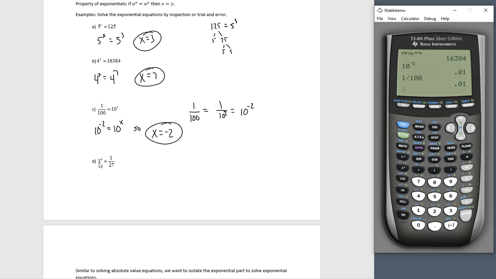3 to the a, that's already in a nice little base, 3 to some power. So let's look at this 1/27. 27 happens to be 3 to the 3rd power. So that's in our denominator, 1 over 3 cubed. That becomes 3 to the negative 3, and we will have 3 to the a equals 3 to the negative 3. So it must be that a equals negative 3.